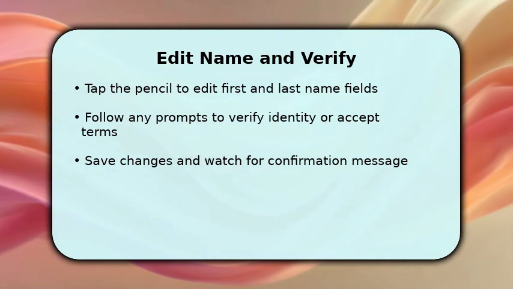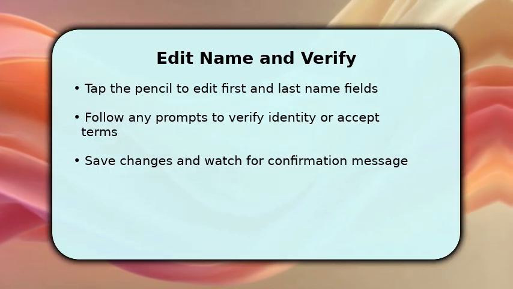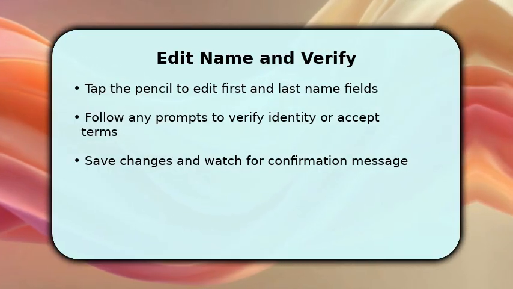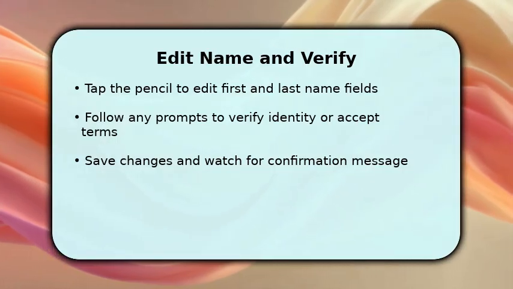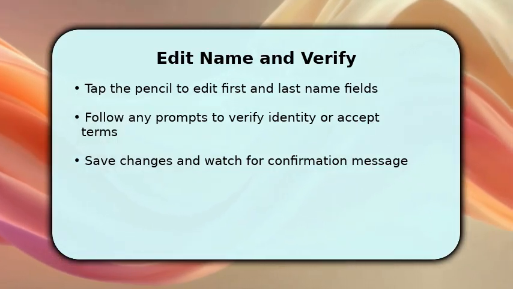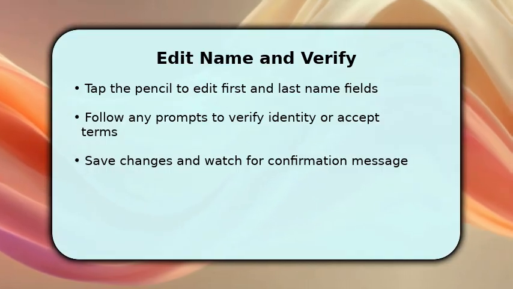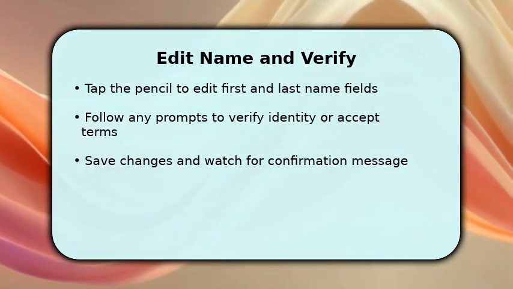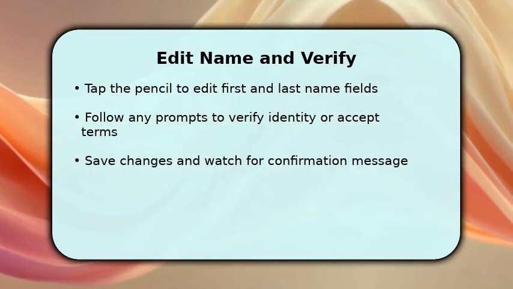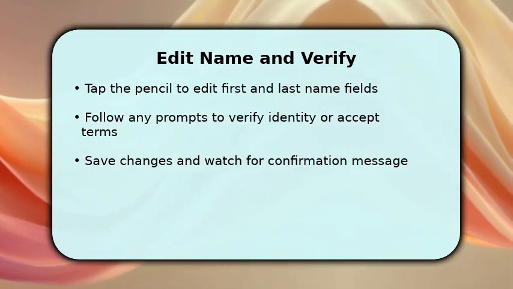You may be asked to verify identity. Provide requested info like a PIN, biometric, or a quick OTP because payments require secure confirmation. Make sure names match any ID you'll use for verification later. After editing, tap Save or Done. The app will process and display a confirmation.